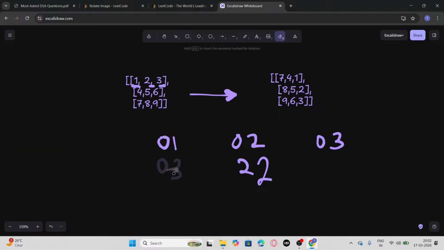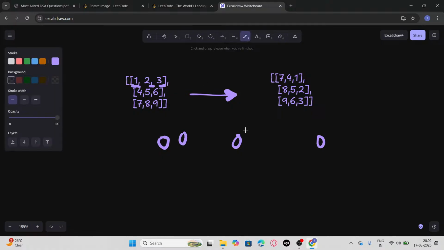This was the mistake that I was making. Yes, it is at 0 0. The other is at 0 1, and the last is at 0 2. And from 0 0, they all went to, it went to 0 2. This went to 1, 2, and this went to 3, 3.